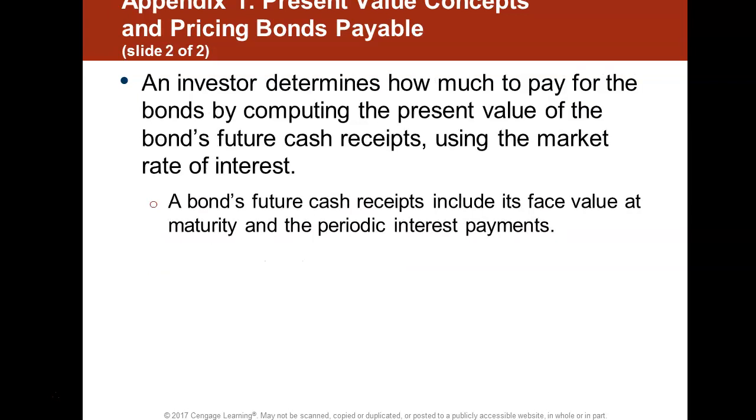So the investor is really the one who decides: how much am I willing to pay for it? Am I willing to pay for this bond? That's going to really determine that. So the bond's future cash receipts are going to include the face amount plus any periodic interest payments. That's very much an important thing to know. So how do we determine what that is? We have to present value those numbers.